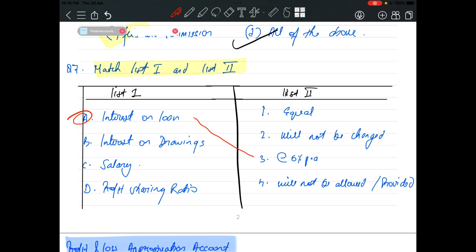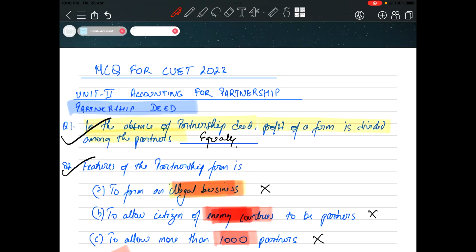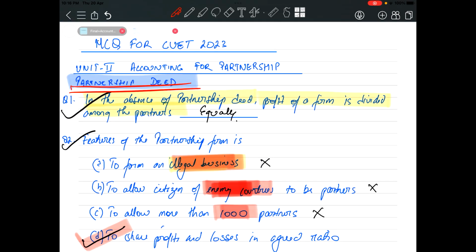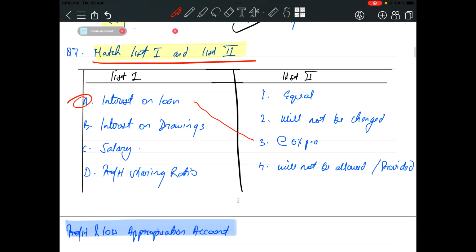Now interest on drawings. The question is silent. The question simply says match list 1 and list 2. The question is not saying anything regarding the partnership deed, whether it is silent or not. But we are solving partnership deed. The topic is partnership deed, so we will remember the concept of partnership deed and solve these questions.